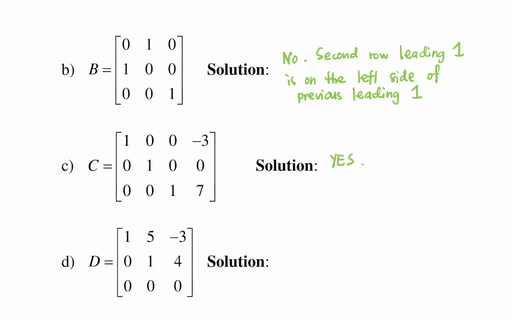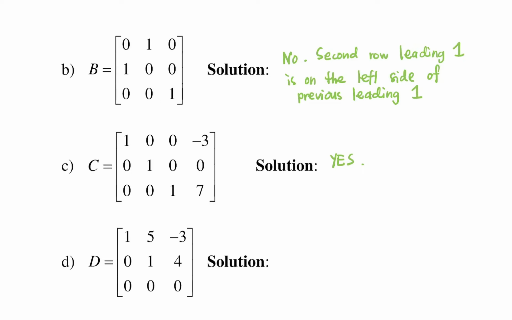We look into matrix D. The first value here is 1, so okay. And then second row, the first value is 1. This one is okay too. And then the leading one here is in diagonal. So far so good. And the third row we have entirely 0. So it is at the bottom. So no problem with that. It still fulfills the requirement.